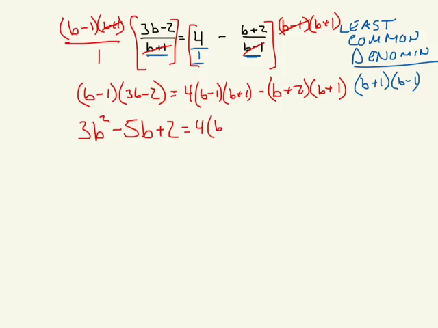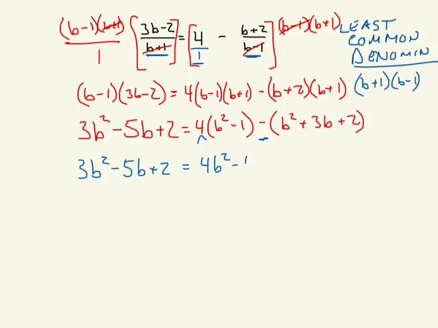Now let's just do this one step at a time. This will be a b squared minus 1 when we FOIL it. Somebody will recognize it as a difference of squares. And a minus. And I'm going to put this in parentheses still, because remember, we need to distribute that negative sign. So we'll have a b squared plus a 3b plus a 2. All right. Now let's take it to the next step. Let's start distributing this 4 and this negative here. So we'll leave our 3b squared minus 5b plus 2 alone for right now. We'll get a 4b squared minus a 4 minus a b squared minus a 3b and minus a 2.